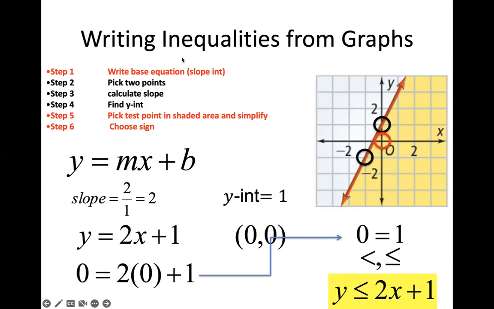Now, where did that come from? Remember, the base equation turned into this, and now all I have to do is figure out what symbol replaces the equal sign. I get that by looking at whether the line is solid or dashed, and I get that from what side is shaded. I picked a test point, and I needed to make that into a true statement. And there's only one symbol, right? I can't use this one because it has a line underneath it, and the line is solid. I can't use this one because it doesn't have a line underneath it. I have to choose the less than or equal to symbol. That is the process. We're going to do a couple of these, and then you should be good to go.